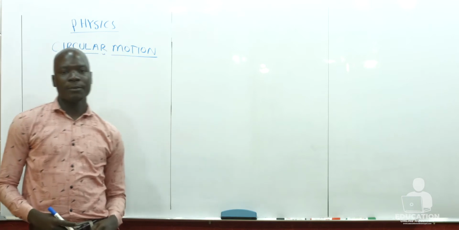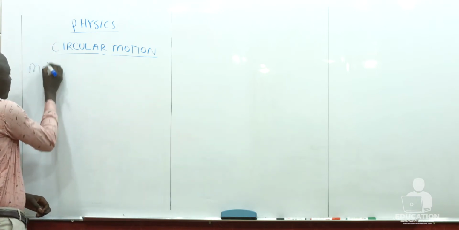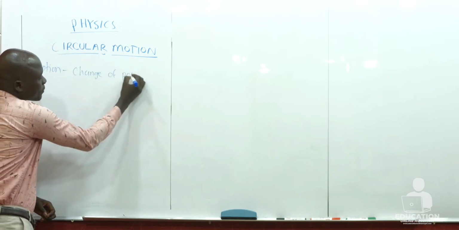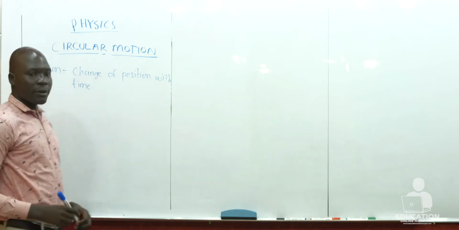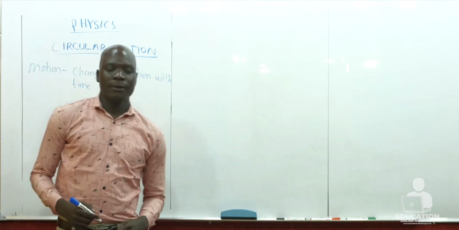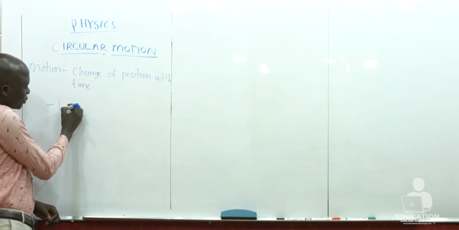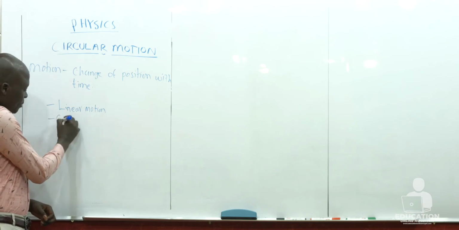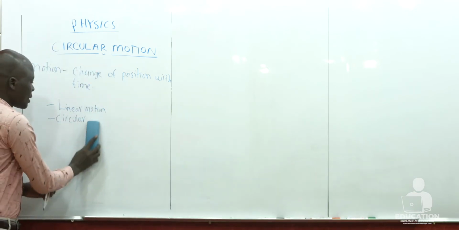Now to begin with, motion generally refers to the change of position with time. So if a body moves from one point to another, we say motion has occurred. Then motion is grouped into two. One, we have the linear motion, and two, we have the circular motion.